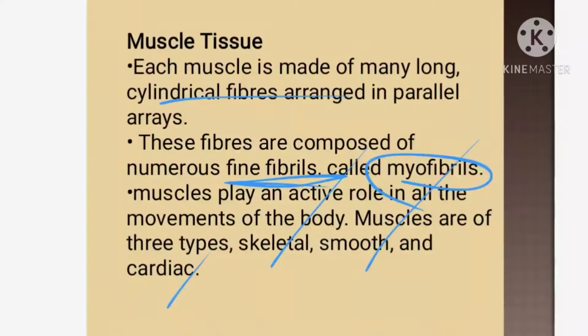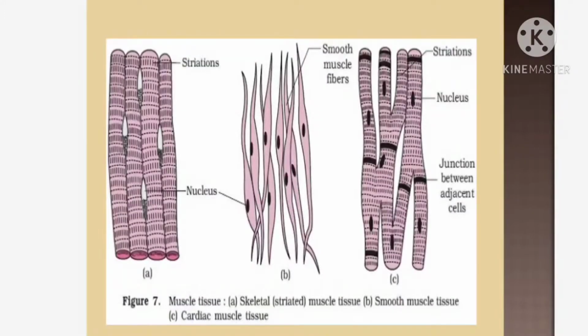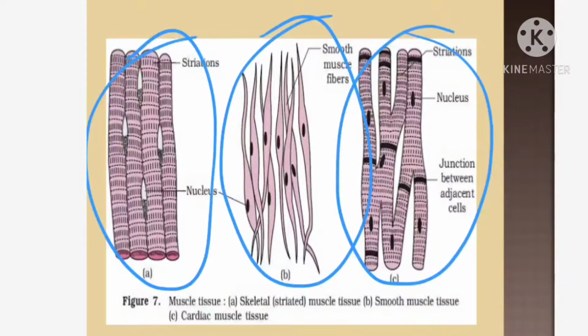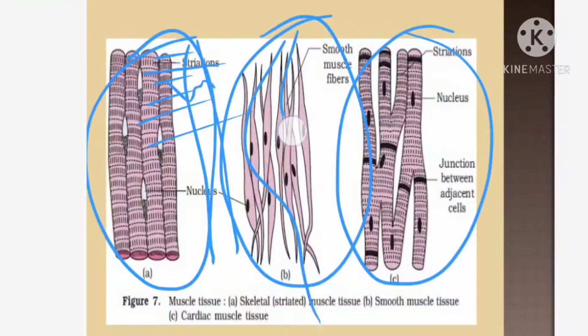Okay. So these are the three sets of muscles. When you see the diagram, you can easily differentiate between them. The first one is your voluntary muscle, the second one is your involuntary muscle, and the third one is your cardiac muscle. Voluntary muscles are long, cylindrical. They have striations. Striation means dark, light, dark, light, like that layers are present. Involuntary muscle is spindle shaped, and they have only one nucleus. And this is cardiac muscle.